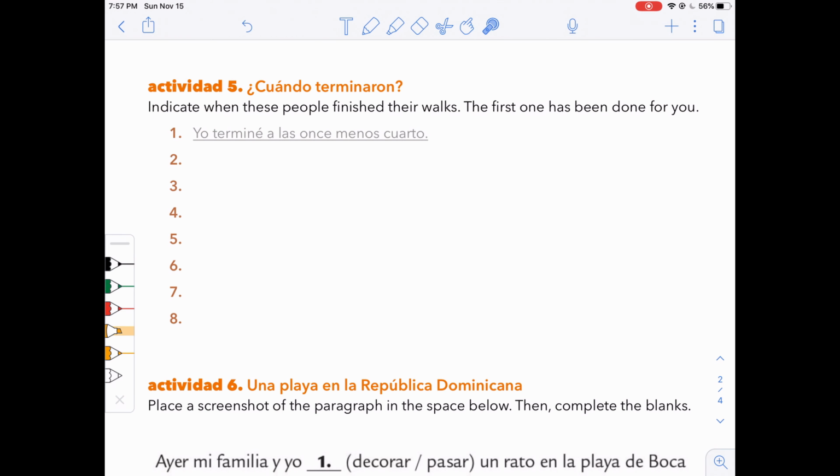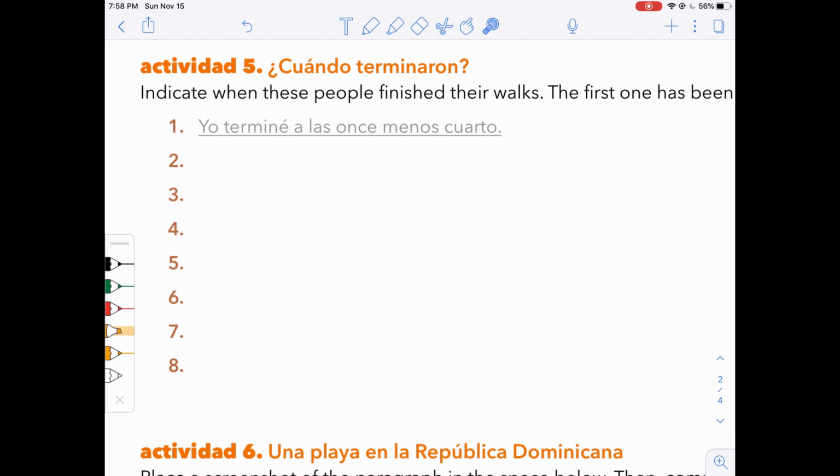Okay, now that you've had some time to go over your activities, let's go over the answers together. So in Actividad 5, you had to say when people finished their walks. So here are the answers. Number 1, we had yo terminé a las 11 menos cuarto. That's 10:45. For number 2, we had 12:20. So that gives us Mario y un amigo terminaron a las 12:20.